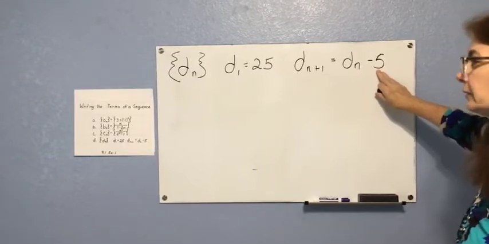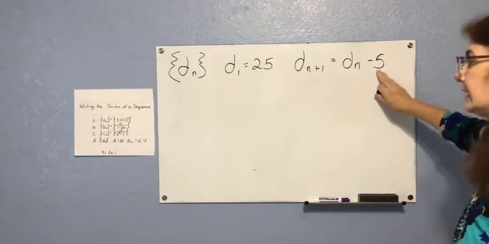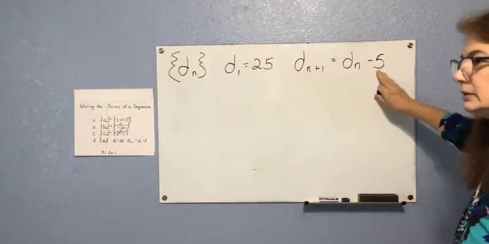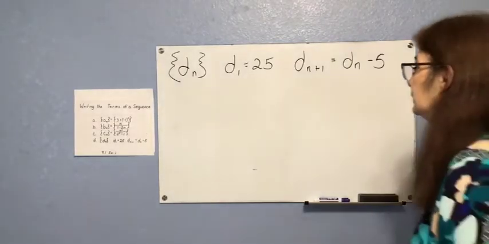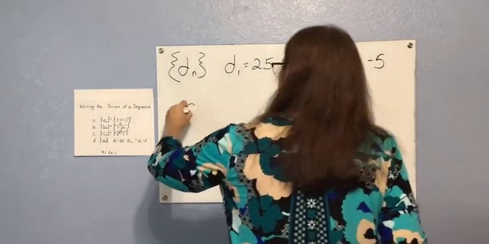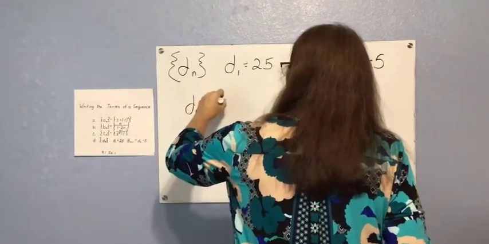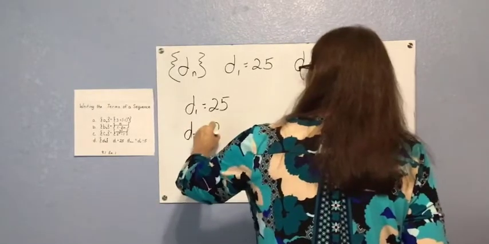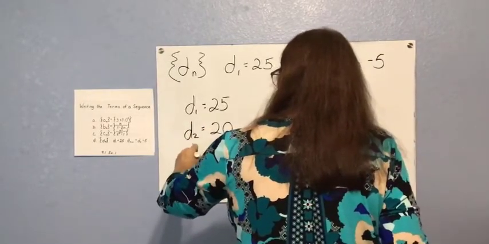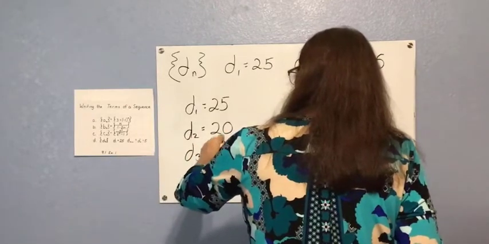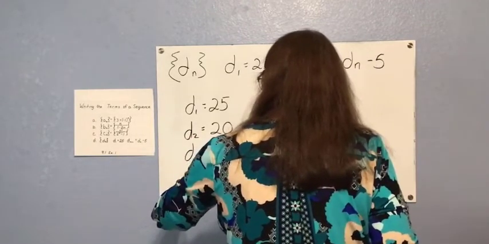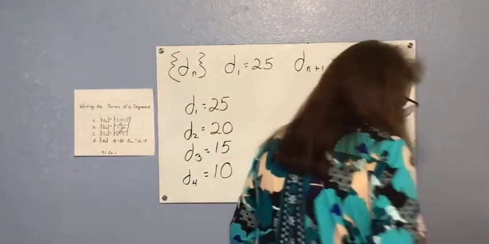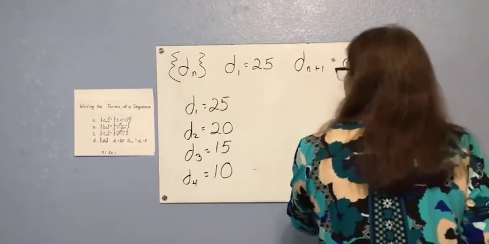The disadvantage of a recursive definition is that if I need the 10th term of this series, I have to find all terms up to that. So let's look at these. I've got d sub 1 equals 25. D sub 2 would be 25 minus 5, so 20. D sub 3, 15. D sub 4, 10. So this is a recursively written sequence.